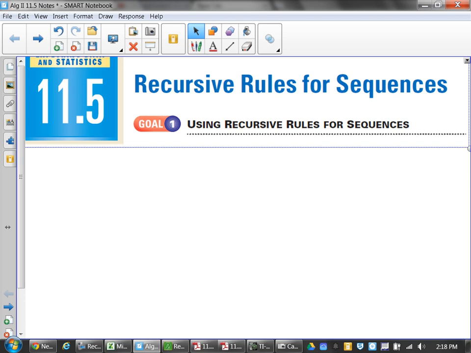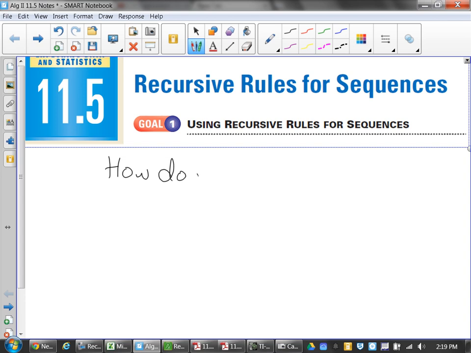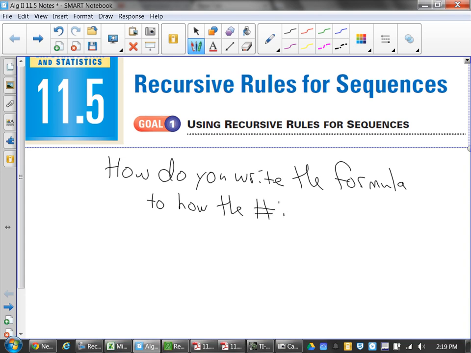Remember to call them explicit, not generic stuff. When you're dealing with recursive, you're looking at how you write the formula to how the numbers relate to previous terms. That's what a recursive formula is. How do you relate it to the previous term?